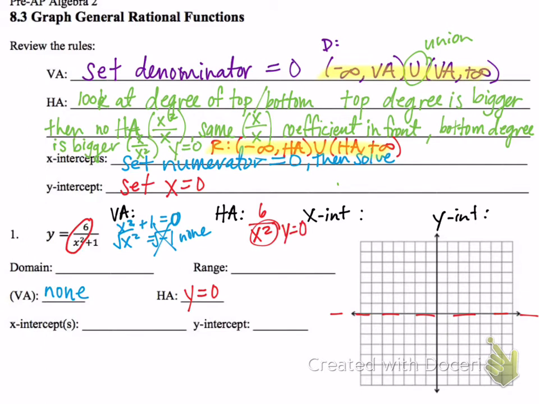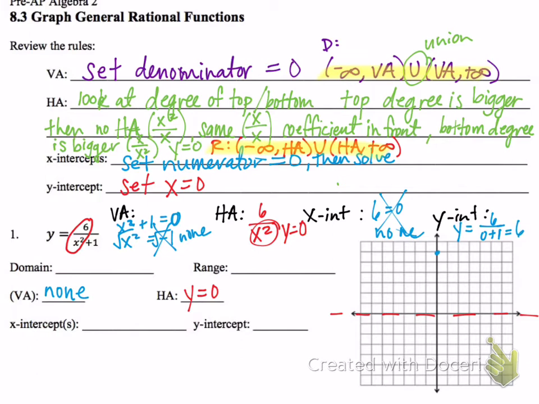For my x-intercept, I set the numerator equal to 0. And so if I were to solve that, it would just be 6. So x equals 6. Or y equals 6. Oh, wait, hold on. I was doing y-intercept. Sorry. For x-intercept, 6 equals 0. That doesn't make sense. So I would have no x-intercepts. And then for y-intercept, I would set x equal to 0. So you get y equals 6 over 0 plus 1, which would just be 6.